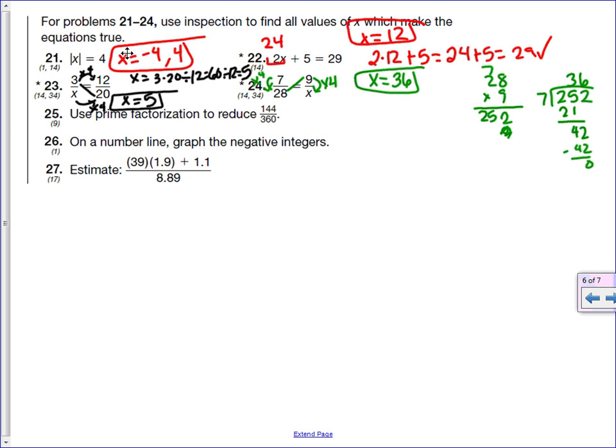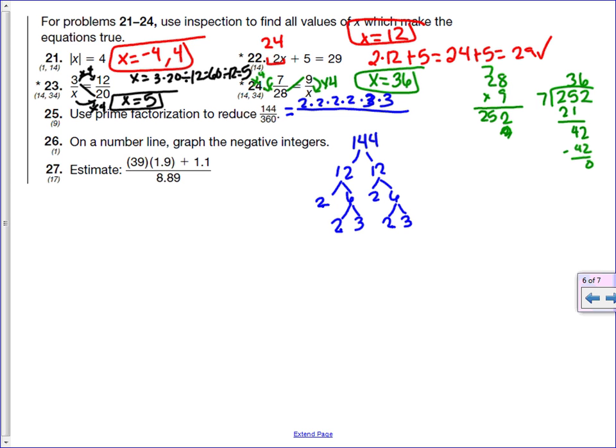Use prime factorization to reduce 144 over 360. So first thing we have to do is figure out what the prime factorization of those two things are. 144 is 12 times 12. 12 is 2 times 6. And 6 is 2 times 3. So we could rewrite 144 as 2 times 2 times 2 times 2 times 3 and 3.